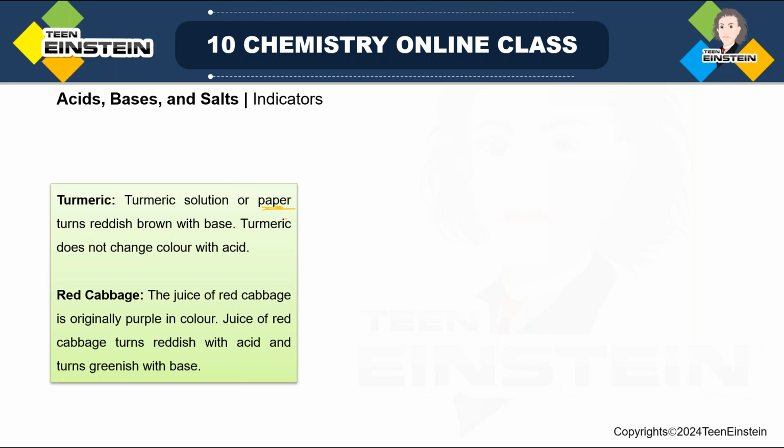So turmeric, the yellow color, if you take it in some acidic solution, there is no change. But when you try to wash your cloth where some curry mark containing turmeric powder is present, with detergent, you will see the color change to red. That test you can easily do at home. Then red cabbage: the juice of red cabbage is purple in color. You can better call it purple cabbage, because when you actually see it, it is purple, not red. The juice turns reddish in an acidic solution, but greenish in a basic solution.